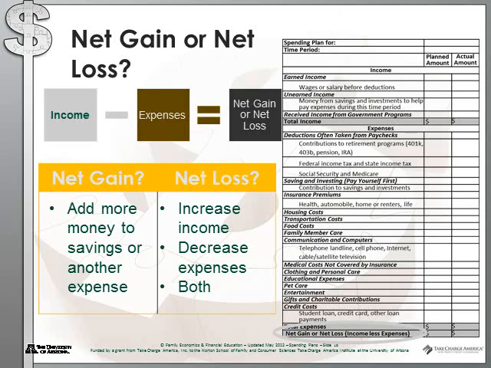In order to get rid of the net loss, you need to either 1. Increase your income, 2. Decrease your expenses, or 3. Do both. The Dollars and Cents module page has some great ideas on how to increase your income. Check it out when you can.